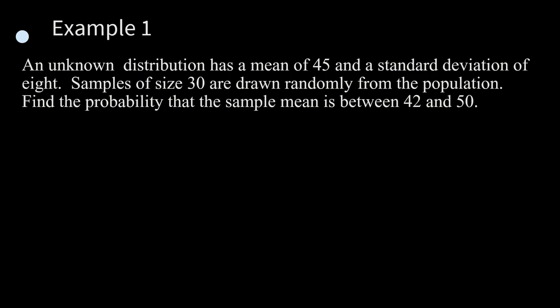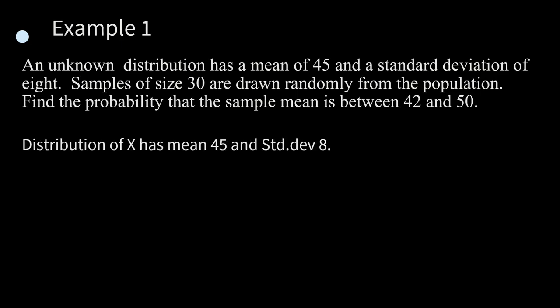Let's see an example here. An unknown distribution has a mean 45 and a standard deviation 8. A sample of size 30 is drawn from this population. We are asked to find the probability that the sample mean is between 42 and 50. That is, it is given that the distribution of x is from an unknown distribution, but it has a mean 45 and standard deviation 8. We are picking a sample of size 30.